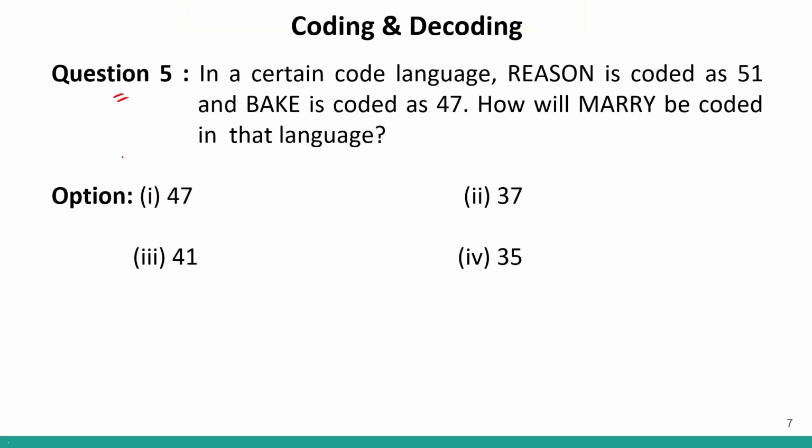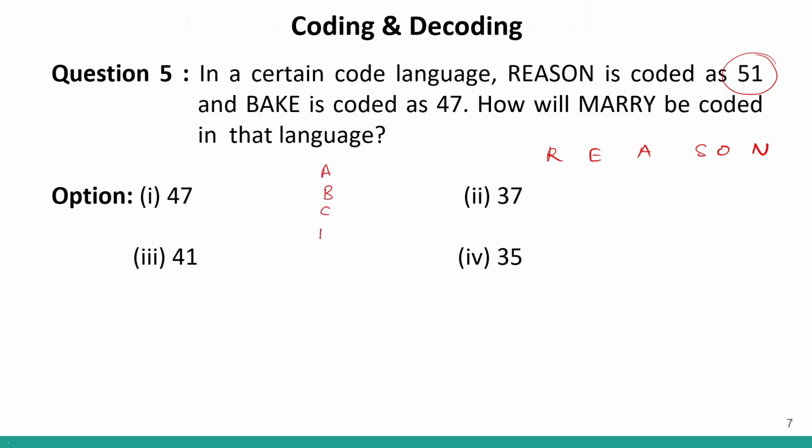Coming to question number 5. Question number 5, in a certain code language, reason is coded as this, bake is coded as this. So now I can see basically it is a sum. So it is a number. That means it could be the sum of forward ranks or it could be the sum of backward ranks. Let us start from backward ranks. So I am writing the backward ranks over here, okay.